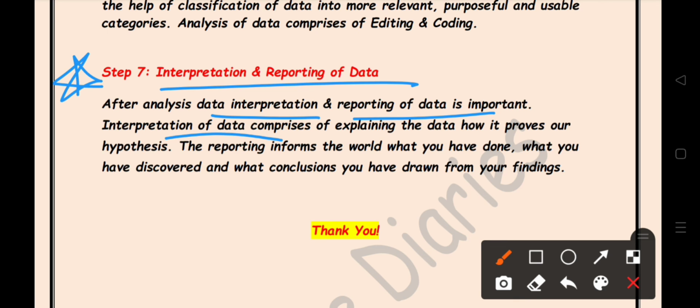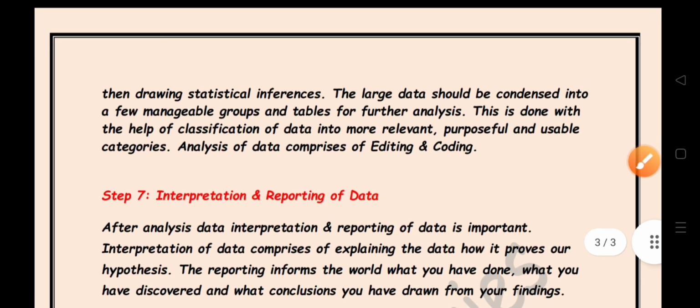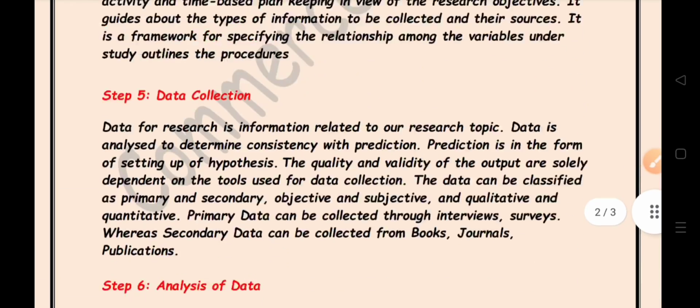Interpretation of the data comprises an explanation of the data, how it proves our hypothesis, or how it will give a solution to our research problem. Reporting informs about the work that you have done, what you have discovered, and what conclusions you have drawn from your findings. So interpretation and reporting of the data will help us to prove our hypothesis in the overall research study. So this was all about the steps in research.